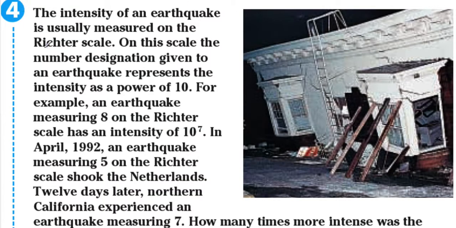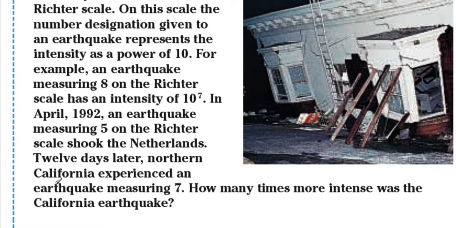Last example. The intensity of the earthquake is usually measured on the Richter scale. On this scale, the number designation given to an earthquake represents the intensity as a power of 10. For example, an earthquake measuring 8 on the Richter scale has an intensity of 10 to the 7th power.